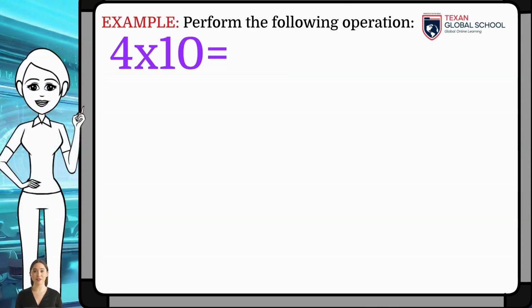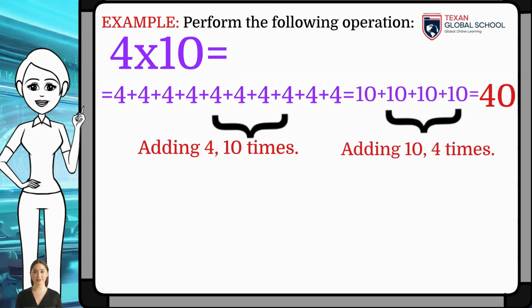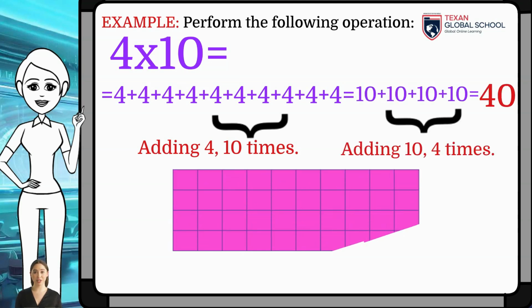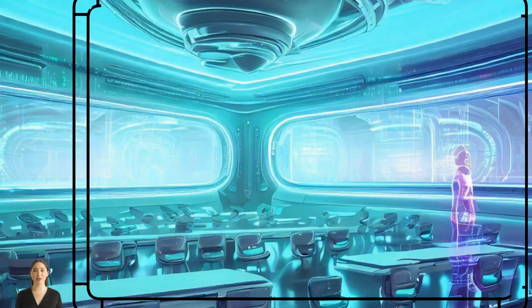Finally, multiply 4 by 10. We add 4 10 times, or we add 10 4 times. Therefore, 4 times 10 is 40. The model represents 4 rows by 10 columns, so we have 40 ones. Hence, we conclude that 4 times 10 is 40.